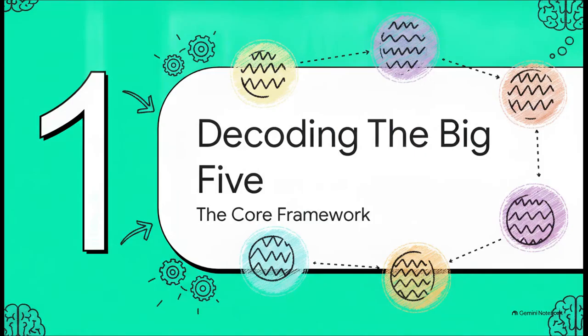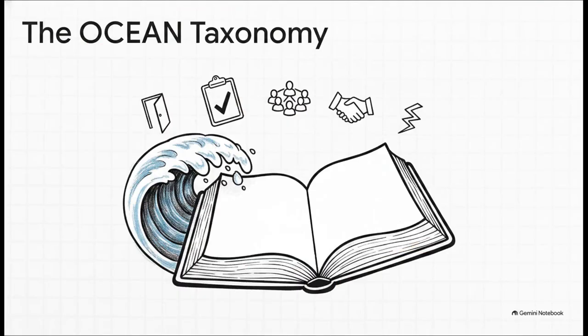Section 1. Decoding the Big Five, the core framework. Let's trace the evolution of trait psychology, starting with what is absolutely the definitive cornerstone of the field. For decades, psychologists operated on this idea that critical human differences are naturally recorded in our language. So early researchers did something amazing. They mathematically condensed thousands of descriptive dictionary words into one universal acronym, OCEAN. That stands for openness, conscientiousness, extroversion, agreeableness, and neuroticism.